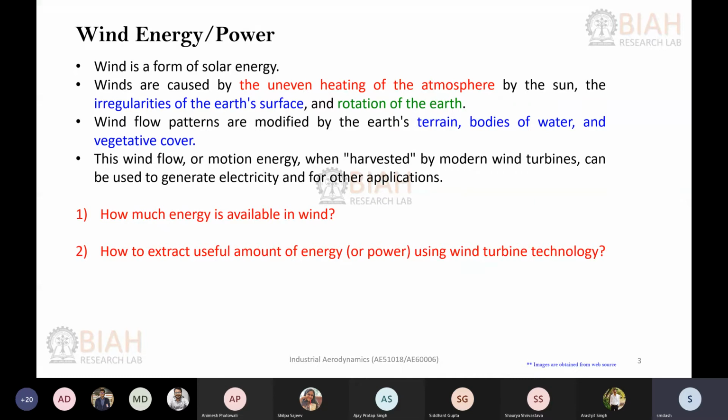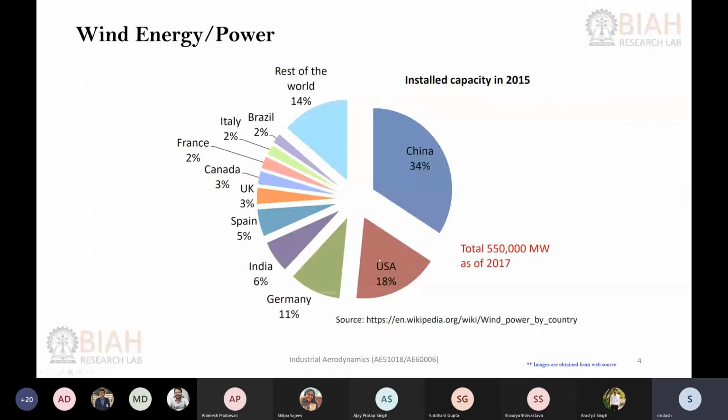So these two will be our two major discussions in this particular chapter. Now, before we go to the details, let's see how much wind energy is currently being extracted or harvested by various countries throughout the world.